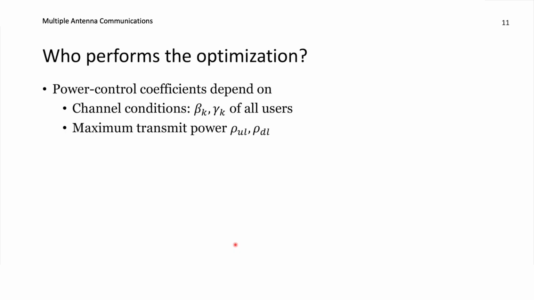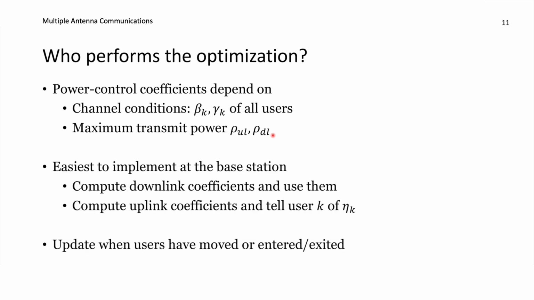A relevant question now is who is going to perform all of this optimization that I've been describing. Well, in order to compute the power control coefficients, we need to know the channel conditions, so the beta k or gamma k for all users. We need to know the maximum transmit power, rho uplink, rho downlink. And who could have access to this information? Well, most appropriately, this is going to be implemented at the base station, because every user might know its beta k and gamma k and its rho uplink, but not the other users' information.